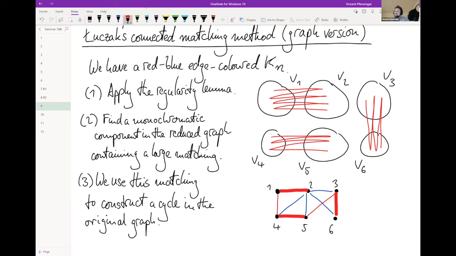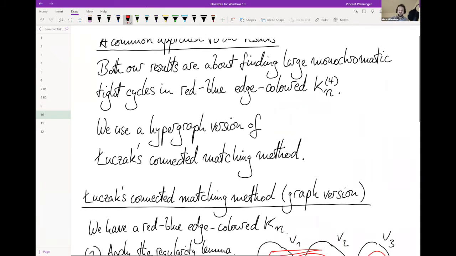Okay. And now crucially, because we chose our matching inside a connected monochromatic component, we have these edges 1, 4, and 3, 5, which actually allows us then to connect some of these paths together, like so, and actually allows us even to go from here all the way around and connect to this end of the path, and then we have connected everything up into a cycle. Okay, so that's Łuczak's connected matching method, which turns the problem of finding cycles into a problem of finding matchings inside connected components. So now what does this actually mean for our results?